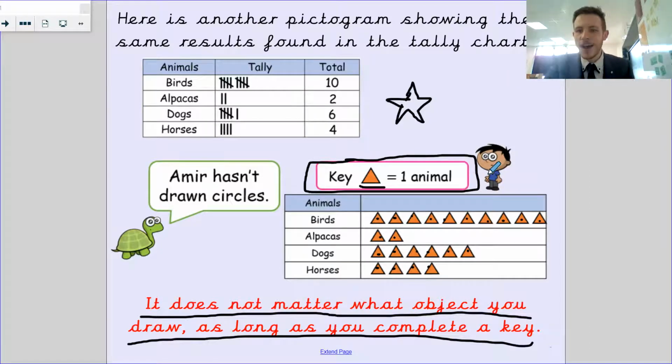I've ruined it. If I draw a star in all of these boxes showing how many there are, well, I haven't said how much my star is because I haven't put my star in a key. In order to make it work, I need to write key, draw my object, and say how much it's equal to. How much am I measuring? So I'm measuring animals, and one triangle equals one animal. I must write that down, otherwise this table down here makes no sense.